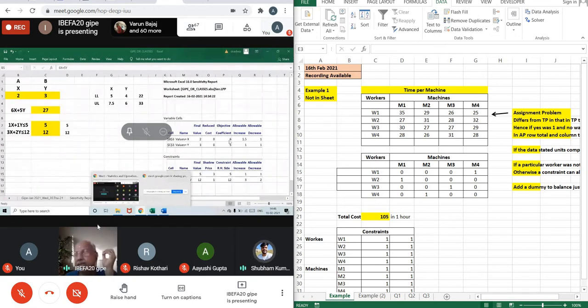Look at the sensitivity table. Look again at the sensitivity table. Objective coefficients are 6 and 5. The objective coefficient means the profit is 6 rupees for A biscuit and 5 rupees for B biscuit.